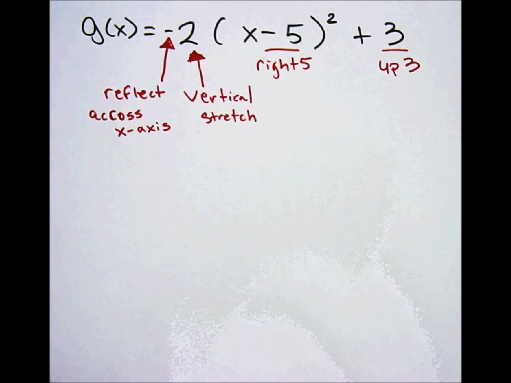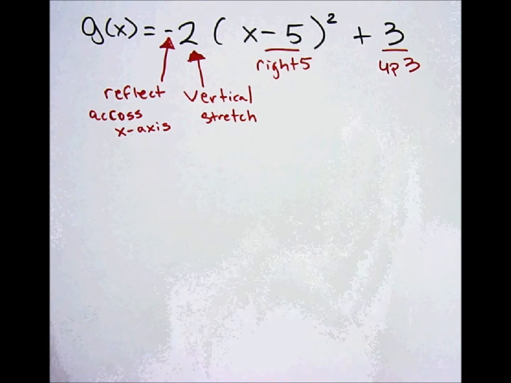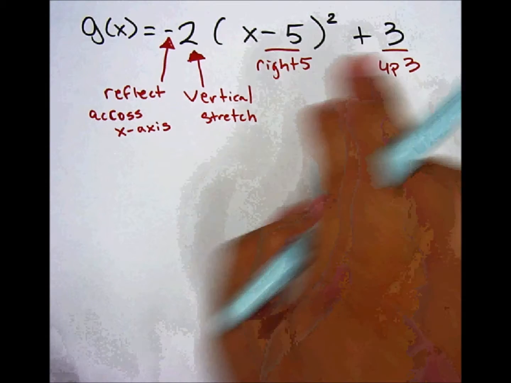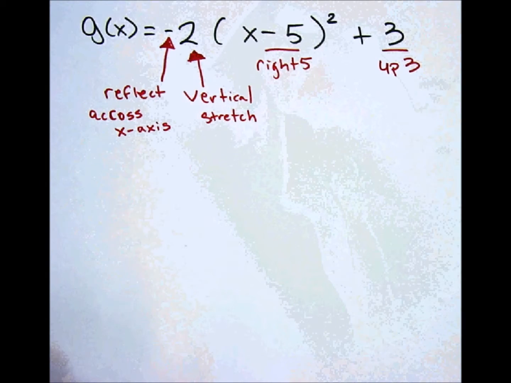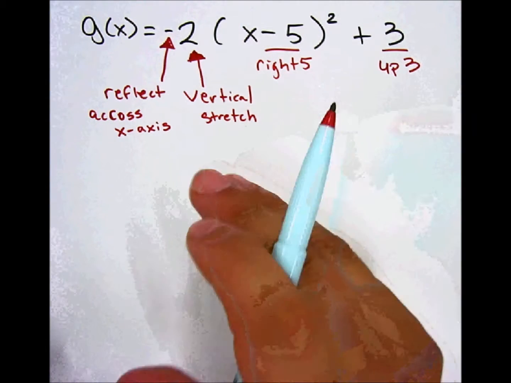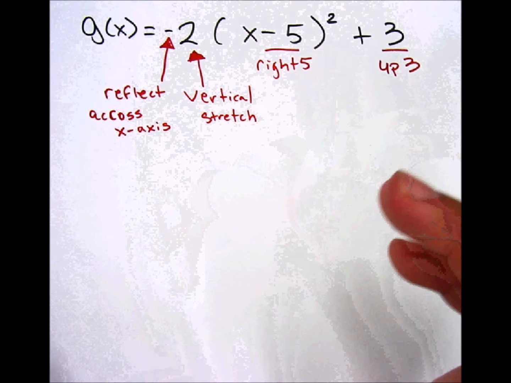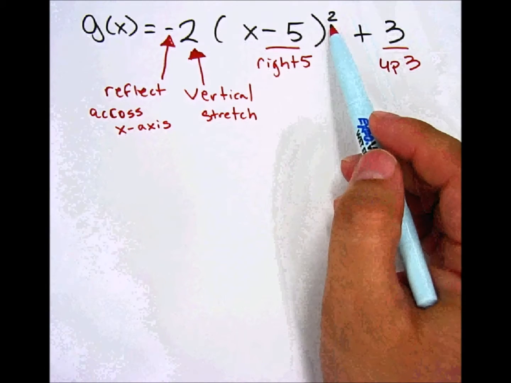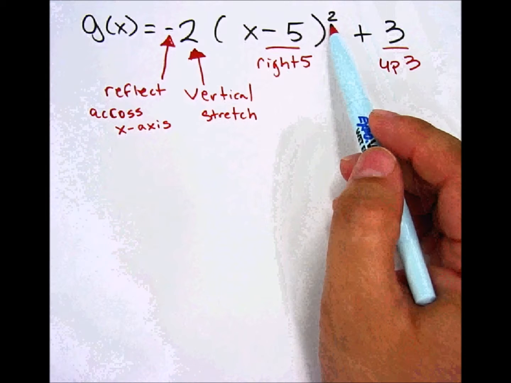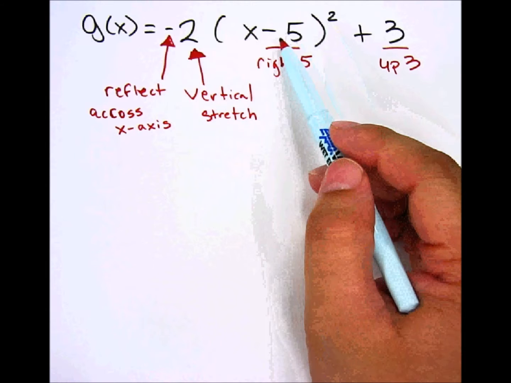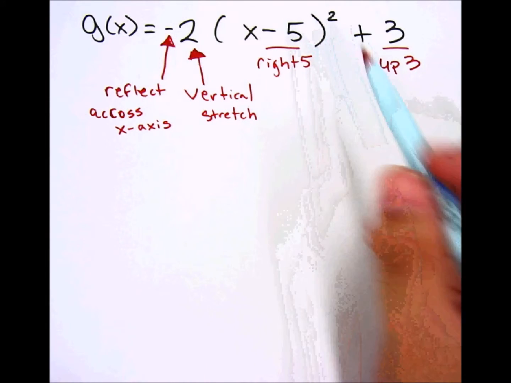So let's go ahead and reorganize all the transformations according to whether they're affecting the y's or the x's. The 3 and the negative 2 clearly affect the y's, and the minus 5 is affecting the x's. The big clue here is, where is that defining characteristic, which is the squared, right? Whatever happens before you hit that defining characteristic is affecting the x's. Everything after that affects the y's.